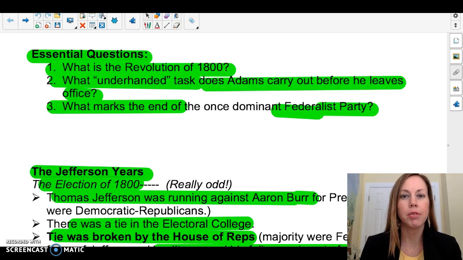All right, hey everybody. Today we're going to talk about the Jefferson years as president and how he really changes the office from the Federalist period that had been before. Our central questions are: what's the Revolution of 1800? What underhanded task does Adams carry out before he leaves office? And what marks the end of the once dominant Federalist Party?